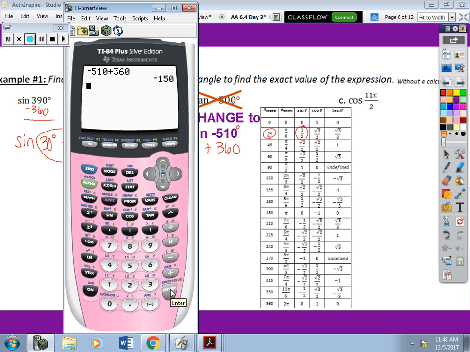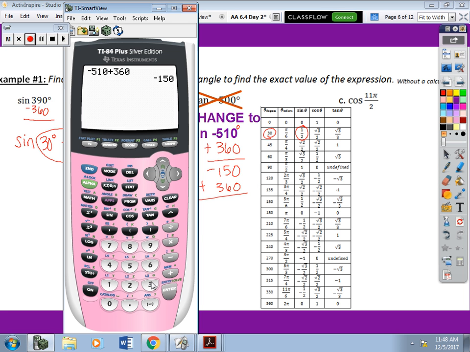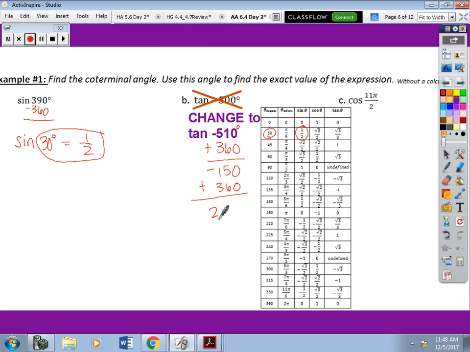In our chart, we don't have negative angles. So in order to use the chart, we have to add 360 again. And we'll get our positive answer, which should fall in our chart, 210. That's the coterminal angle, so it has the same value as the original one. So the tangent of 210, here's 210, here's my tangent, square root of 3 over 3.